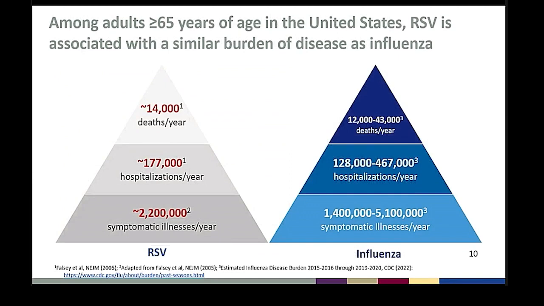Among adults 65 years and older in the United States, RSV is associated with a somewhat similar burden of disease as influenza. And to put RSV burden in context, I put the pyramid that I showed earlier with RSV on the left and published estimates for influenza on the right in blue. For influenza, the data shows the range of point estimates for the 2015-16 through 2019-20 seasons. The burden of disease varies annually for both RSV and influenza. And as I mentioned, there is limited recent data on RSV burden.